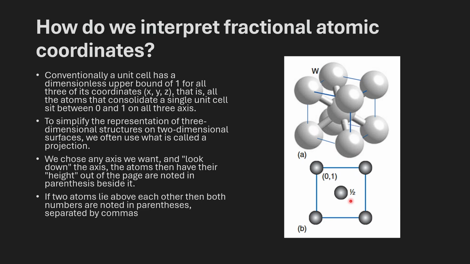This representation below it here shows where the atoms are relative to what you're looking at. So, for example, if we're looking from the top down, 0 would be this one, 1 would be that one, and a half would be the one in the center. And that is the same for all the corners, since it's symmetric.